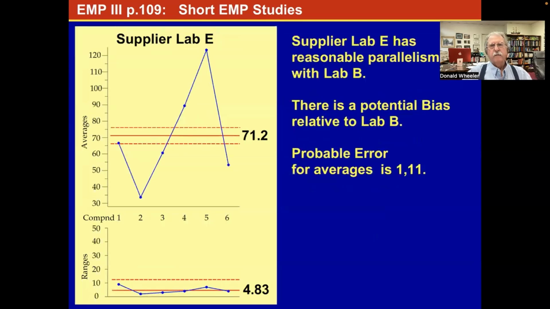Laboratory E, reasonable parallelism with lab B, a potential bias relative to lab B, probable error is about 1.1, so another good lab.